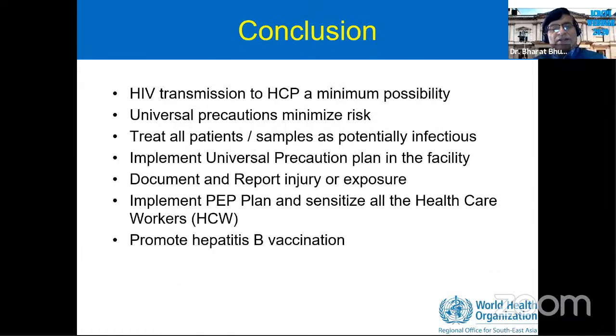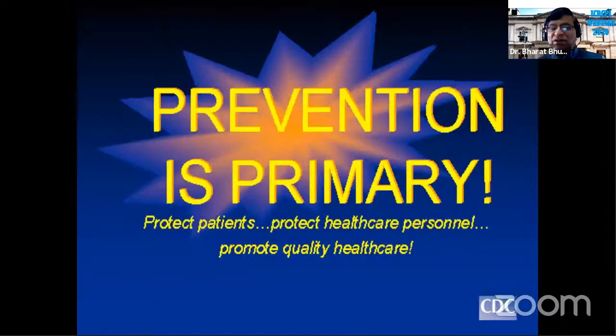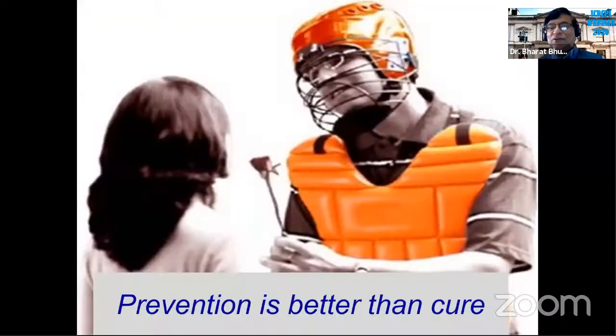So to conclude, HIV transmission to healthcare providers remains a minimum possibility. It is important to follow universal precautions. It is also important that all samples and all patients are treated as potentially infectious, and universal precautions should be followed. Diligently implement the post-exposure prophylaxis plan, sensitize healthcare workers, and promote hepatitis B vaccination for all cadres of healthcare providers. Still, prevention remains primary. It is always better than cure.